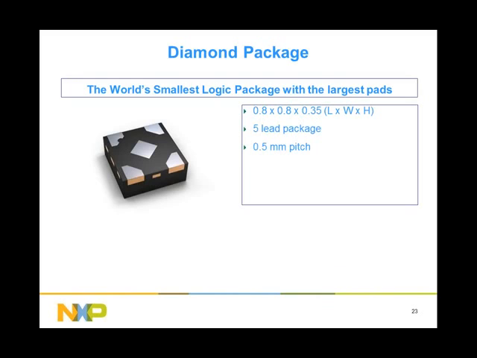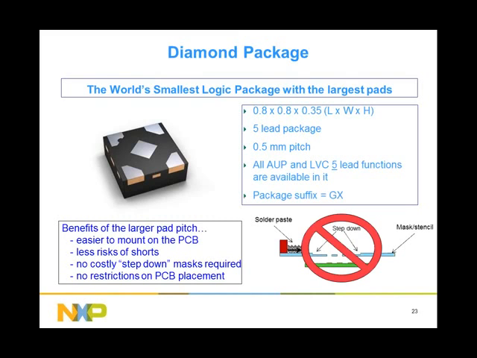However, the pitch on this package is 0.5 millimeters, not the 0.4, the 0.35, or the 0.3 for the packages that are actually physically larger than this one. We have it available in all of our AUP and LBC 5-lead functions. The benefits of the larger pitch is that it's easier to mount on a PCB. There's less risks of shorts. There's no costly step-down mask required, and there's no restriction placed on placing it on a PCB.